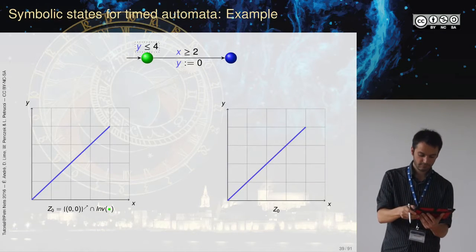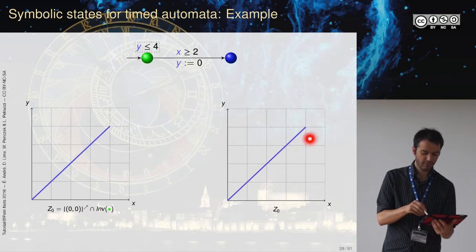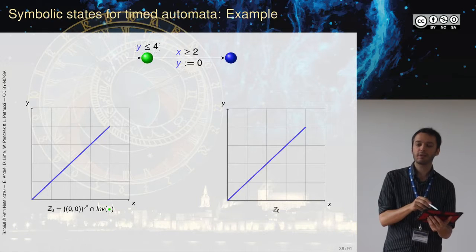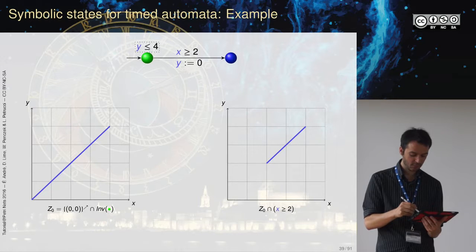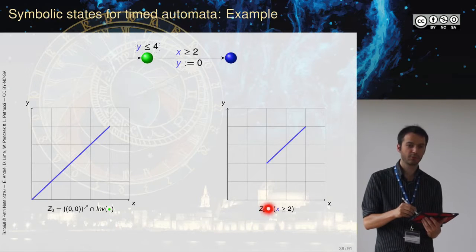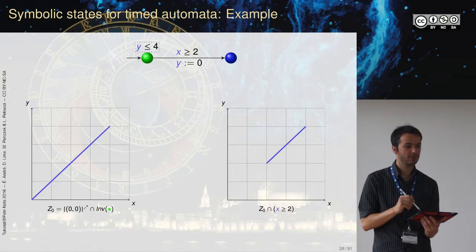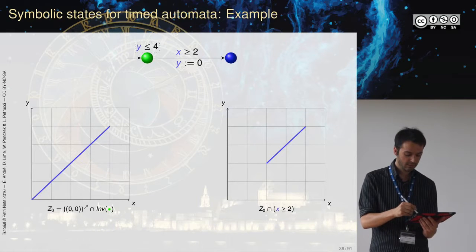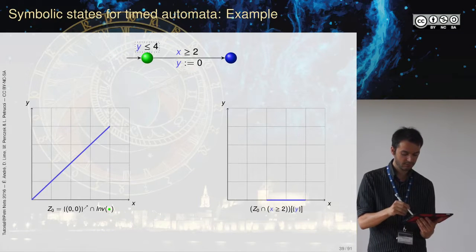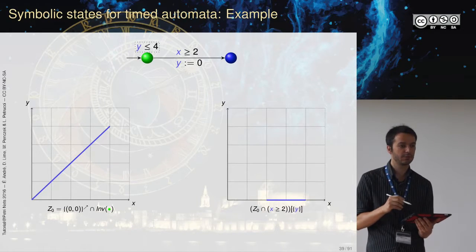Now let us take the transition. This was my former symbolic state. So the first thing I will do is to consider the guard. I can only leave this state when x ≥ 2. So I intersect with x ≥ 2, and I get this symbolic set of clock valuations. Then I will reset clock y. So I will put clock y to 0, which gives me this symbolic representation. Now my clock y is set to 0.